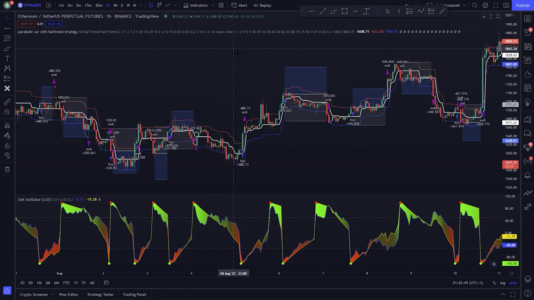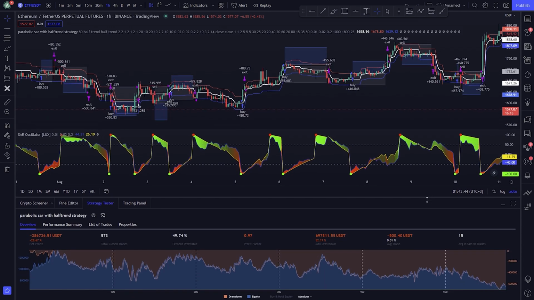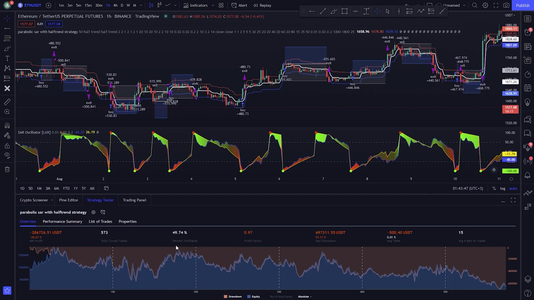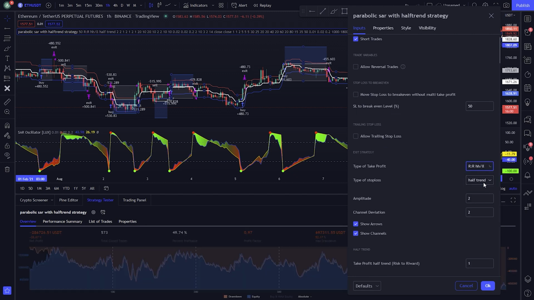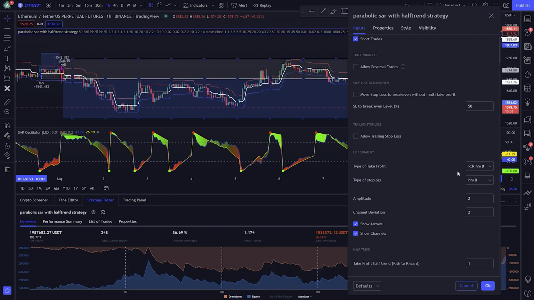Let's see the result. As we can see, the win rate is 49%. There are many options you can try. You will find the code of this strategy in the description below and can try it yourself. What would you do to make this better? Let us know.